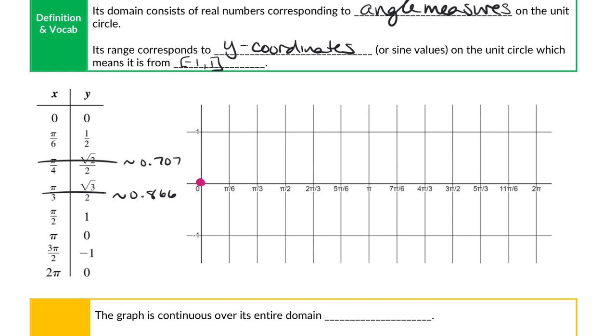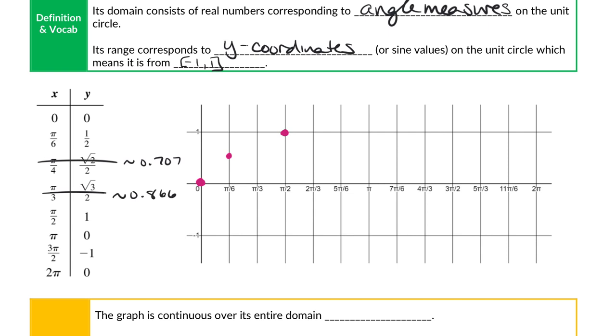Because at angle 0, the sine of 0 is 0. Pi over 6, the sine of pi over 6 is 1/2, so we're going to put a little dot at 1/2. And then if we skip all the way down to pi over 2, pi over 2 comma 1 is a coordinate point for the sine function.